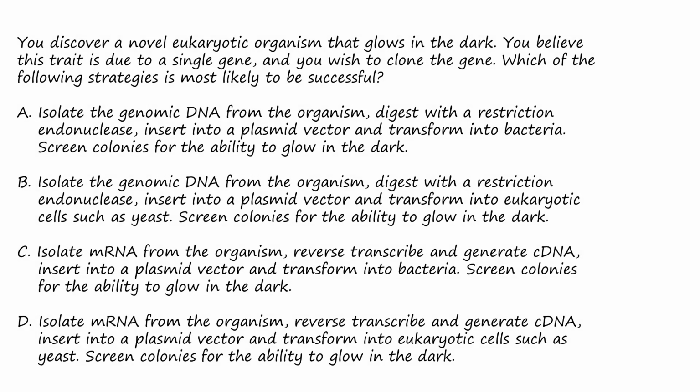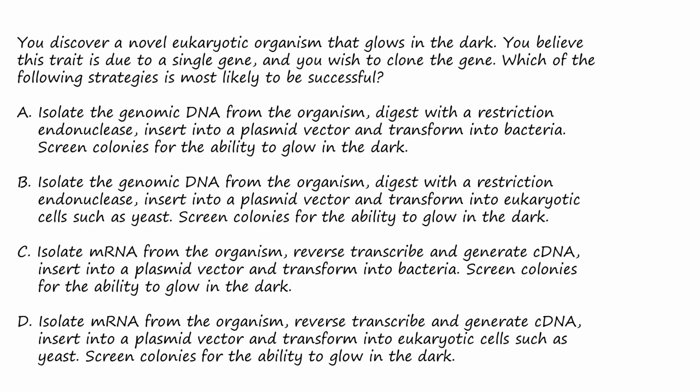Question 1. You discover a novel eukaryote organism that glows in the dark. You believe this trait is due to a single gene and you wish to clone the gene. Which of the following strategies is most likely to be successful? A. Isolate the genomic DNA from the organism. Digest with restriction endonuclease. Insert into a plasmid vector and transform into bacteria. Screen colonies for the ability to glow in the dark.